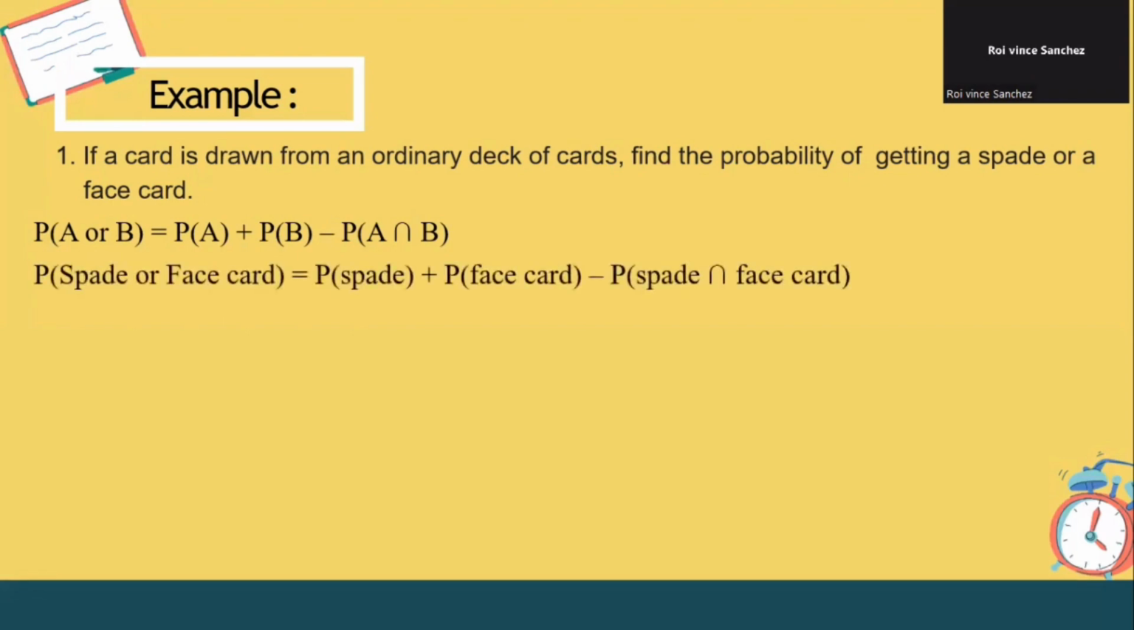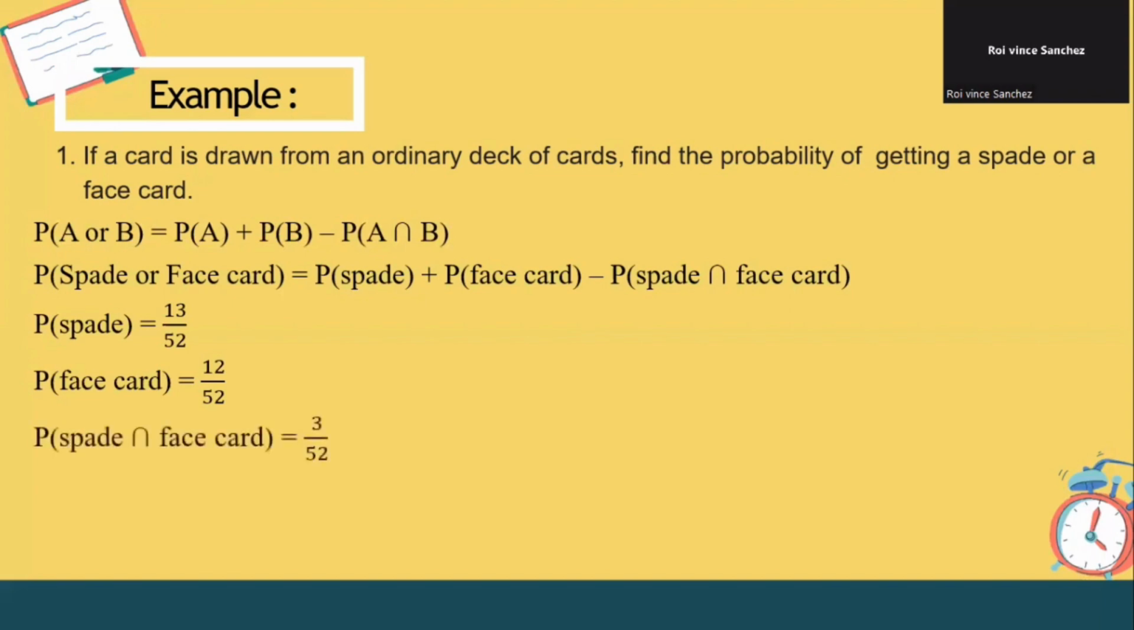To find the probability of getting a spade or face card, we are going to find the probability of getting a spade first, and that is 13 over 52, since there are 13 possible outcomes and 52 total cards in a deck of cards. The probability of getting a face card is 12 over 52. And then get the probability of getting a spade and face card, and that is 3 over 52, since we have three similar outcomes, which are Jack, Queen, and King of Spade.